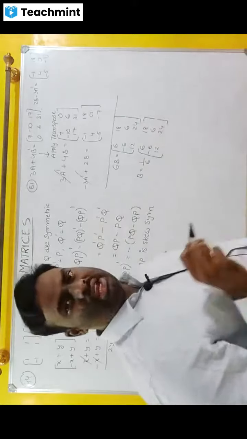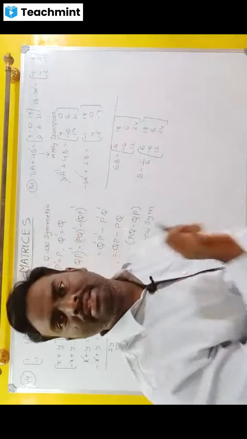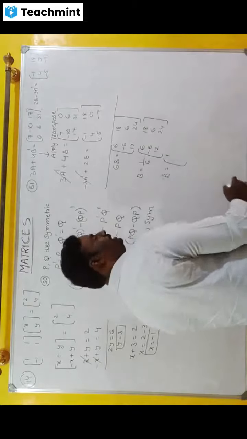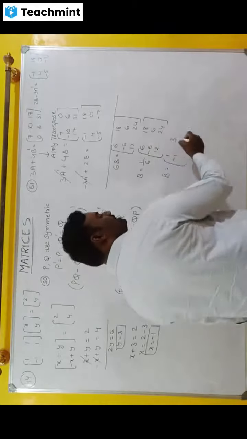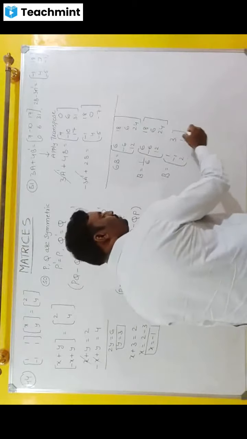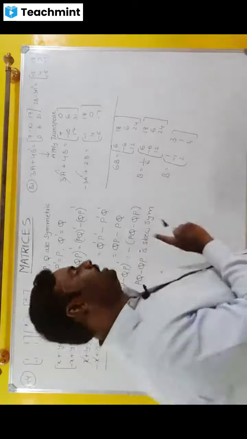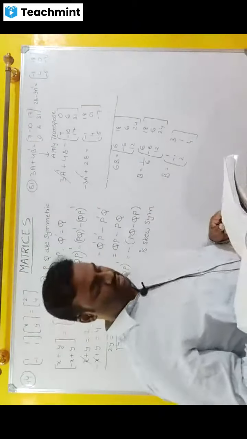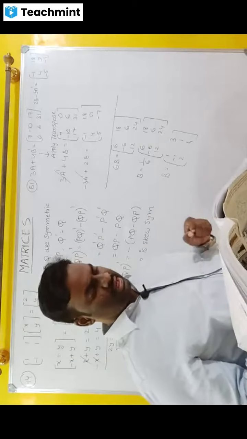Here, each and every value present in the matrix is divided by the number 6. Then 6 by 6, 1, 18 by 6, 3, minus 6 by 6, minus 1, 6 by 6, 1, 12 by 6, 2, 24 by 6, 4. Finally we got the matrix B, that is 1, 3, minus 1, 1, 2, 4. That is the answer for question number 51. The second option is the correct answer.